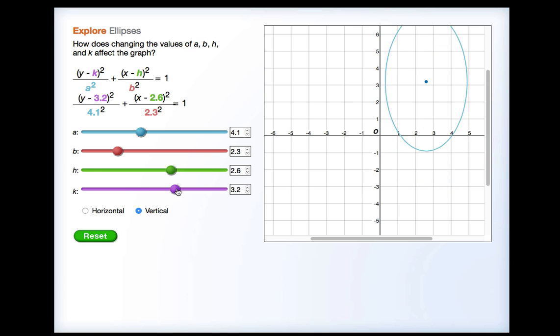I hope the basics here for an ellipse helps, and I'll work out some practice problems from the book next. Good luck in your study.